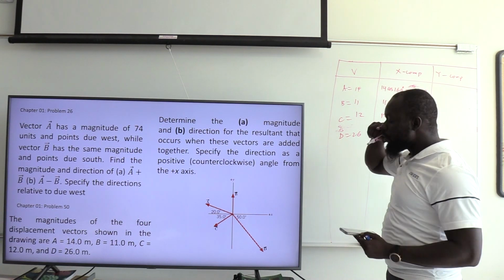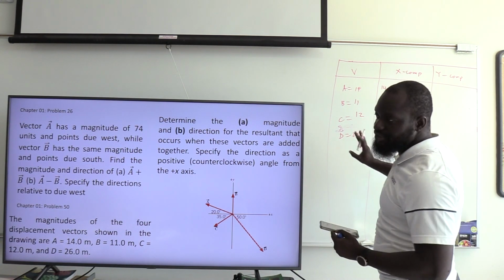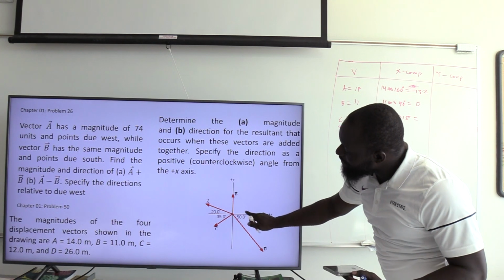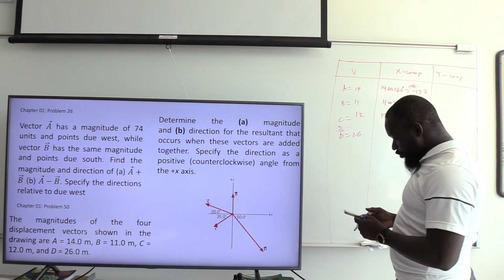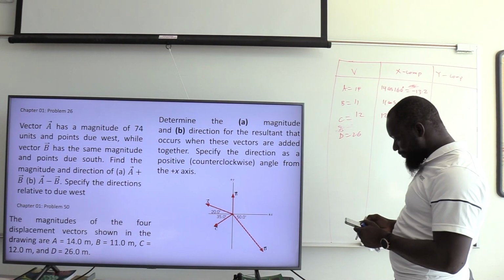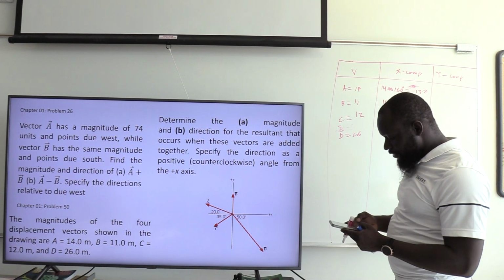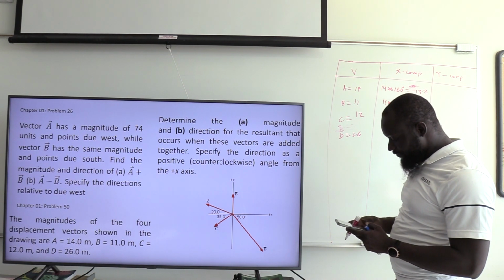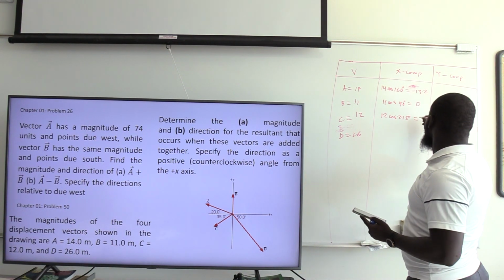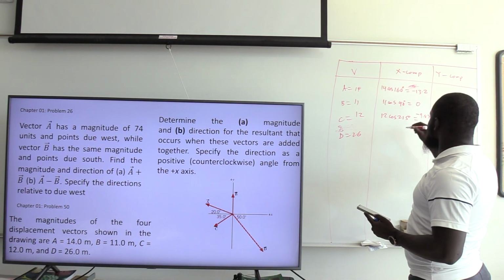So I'm going to keep using cosine for all the x components. That's the trick. Cosine of the angles they make to the positive x-axis. So 12 cosine 215 degrees. I put that in my calculator. Minus 9.83. I put it there.